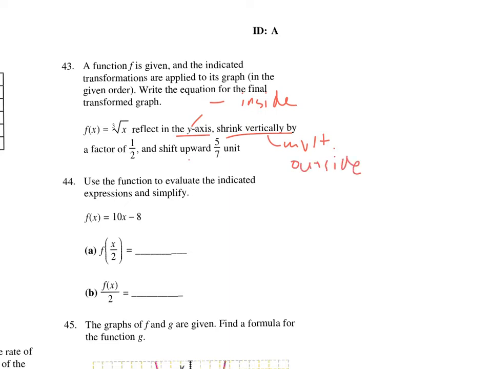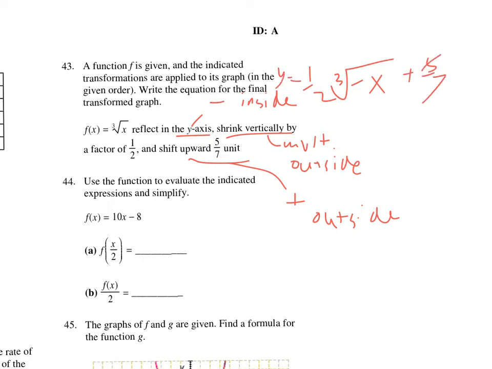And then an upward shift is going to be adding outside. I'm just going to apply all that to my cube root. So it's going to be a negative x on the inside for that y-axis reflection, and then multiplying by 1/2 outside, and then up 5 over 7 will be a plus. So I'll say y equals all that.